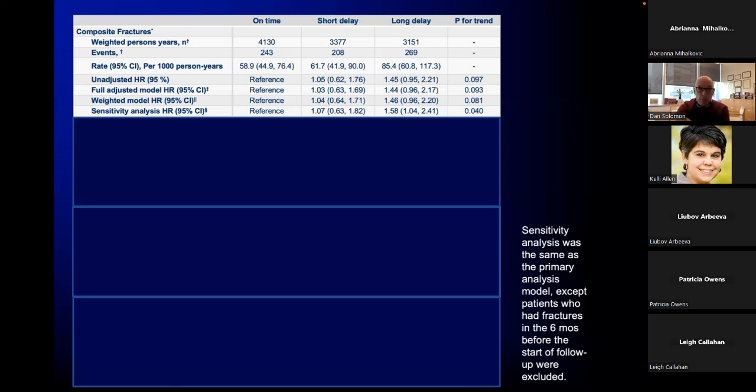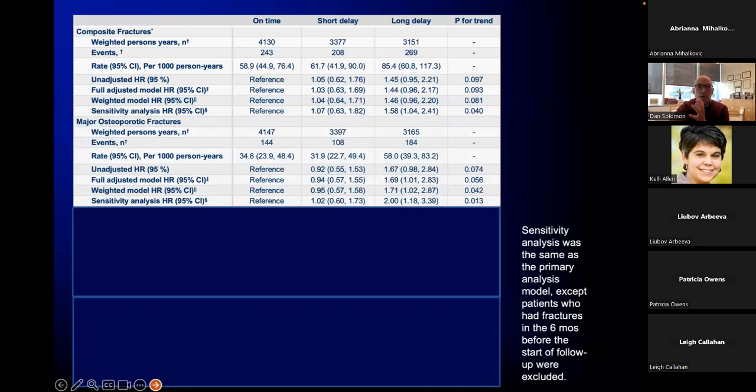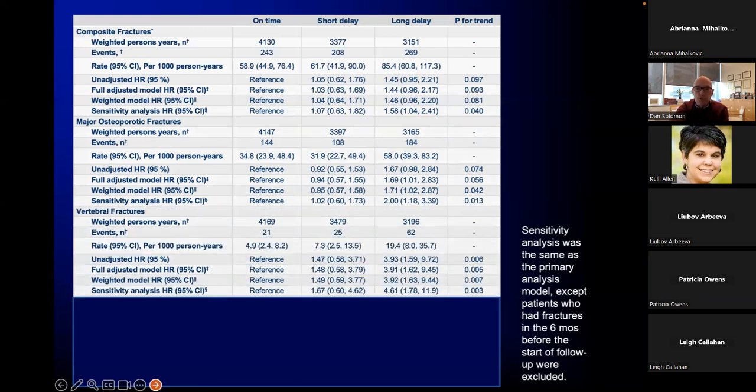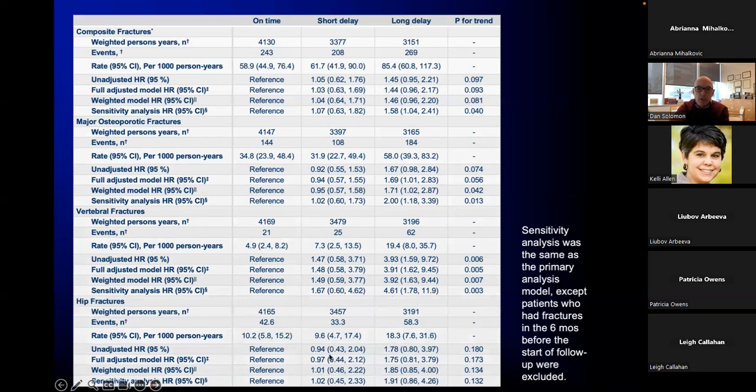But as you look at these different outcomes, you can see that the patterns are very clear. Long delay is associated with increased risk, sometimes barely statistically significant, sometimes not significant. When you look at vert fractures, you have a very strong effect. And this kind of jibes with the biology of denosumab and vert fractures that we could talk about if people want. And then hip fractures, there's not that many hip fractures.